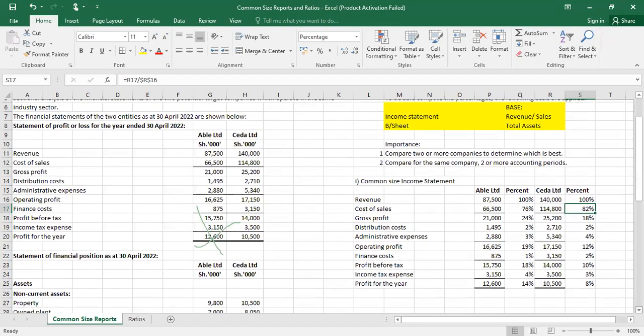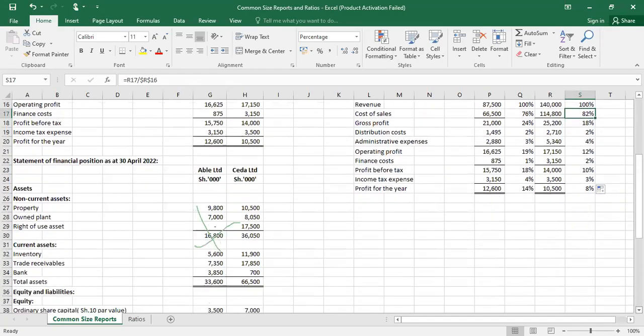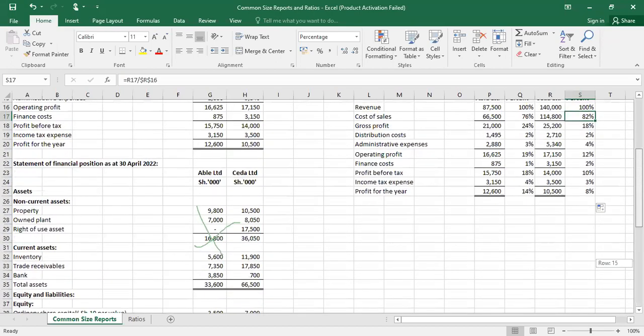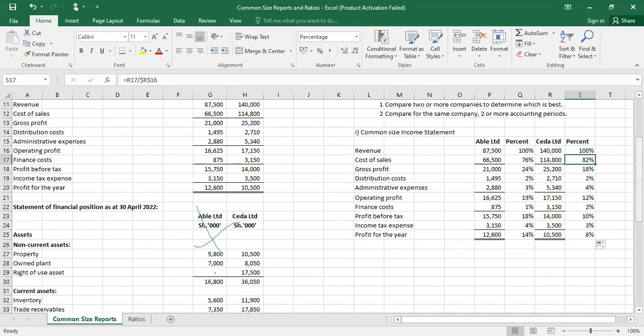Let me then ask, on the basis of just the income statement alone, can we answer required part 2? Because required part 2 said to advise the directors of Dragon Limited on which company to take over. So let me hear from two of you. Which company is best for a takeover? Is it Able or is it CEDA? Able. Yes, Able is better, because Able seems to be better in most of the income statement line items. So Able is actually better.